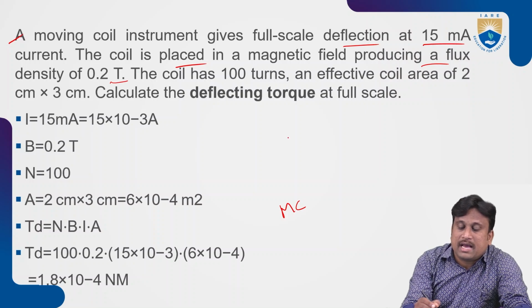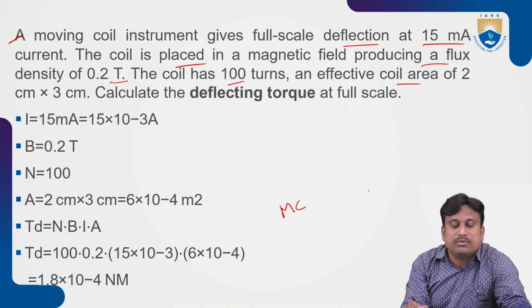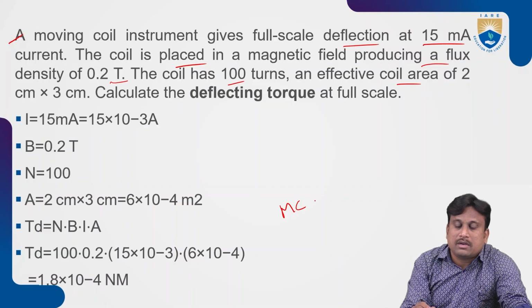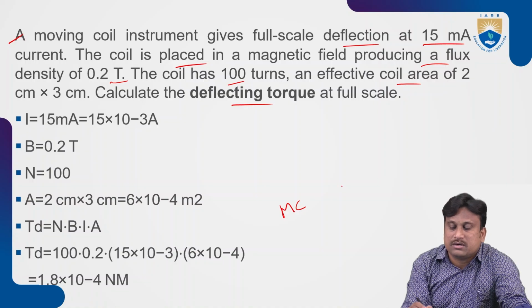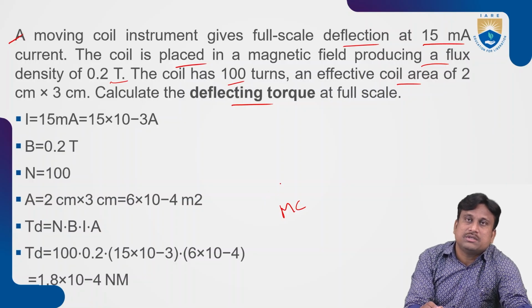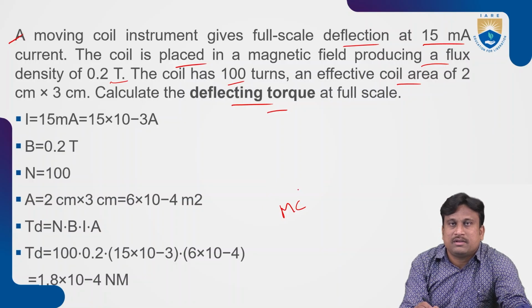The coil has 100 turns. It has an effective coil area of 2 centimeters multiplied by 3 centimeters. That means these are the dimensions L and B. Now we are to calculate the deflecting torque under full scale condition. So we will frame the given information first, according to what we are ready to calculate in this case.